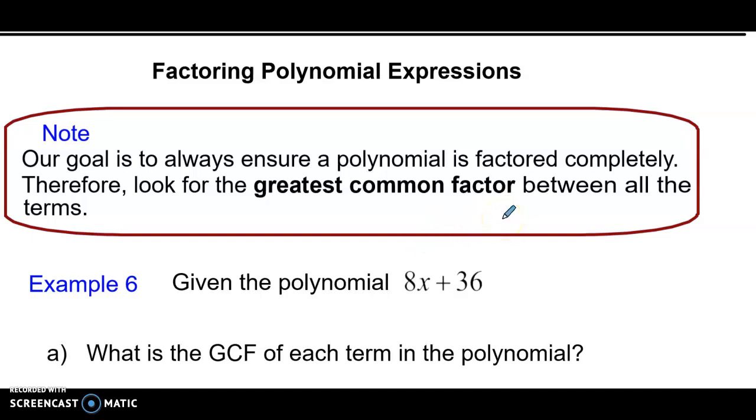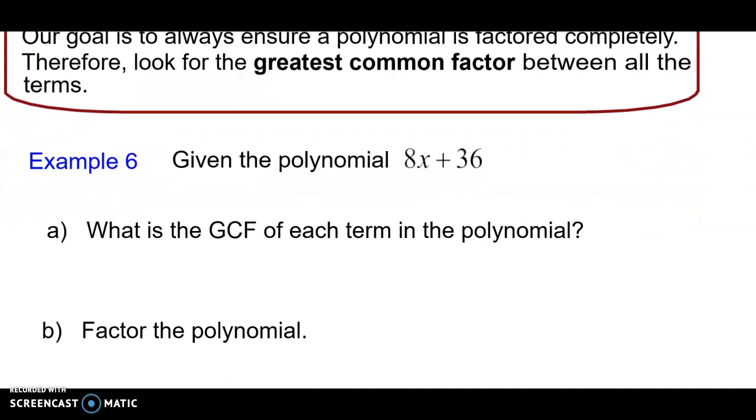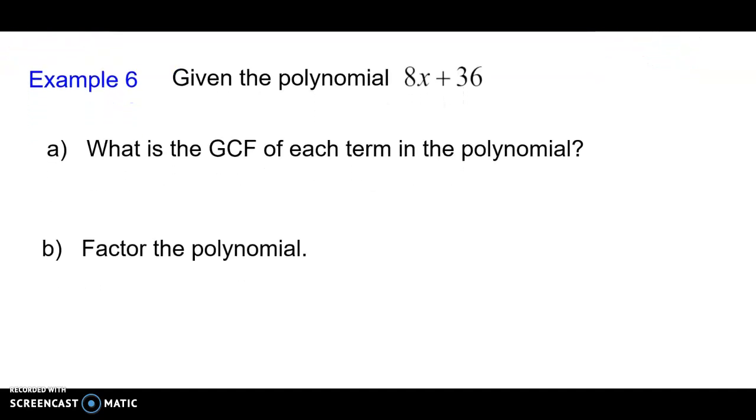We're going to look at now factoring polynomial expressions. And the first rule of factoring will always be to ensure that we've removed what we call the greatest common factor. So we're going to look at a binomial now in example 6. Given the polynomial 8x plus 36, it says what is the GCF of each term in the polynomial.